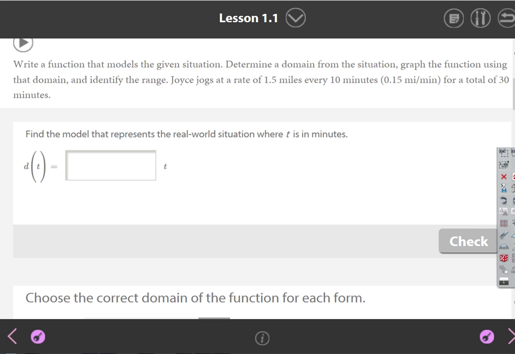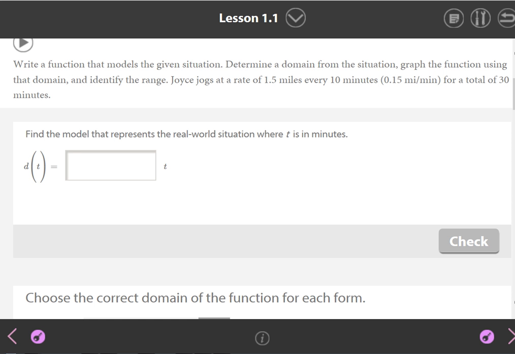So Joyce jogs at a rate of 1.5 miles every 10 minutes. So that's telling us that it's 0.15 miles per minute is her rate, okay? For a total of 30 minutes. So we want to find the model that represents the real world situation. So presumably we're trying to predict how far Joyce is going to have run after so many minutes, right?